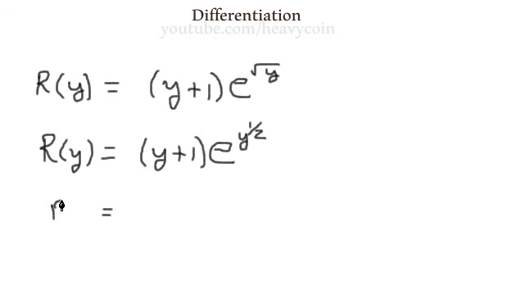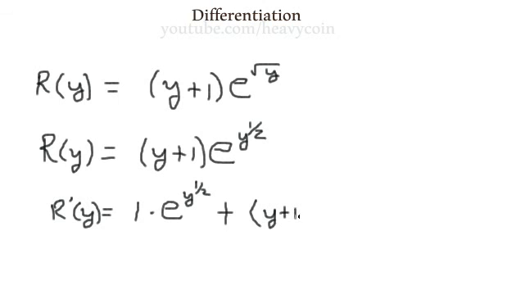So r prime of y. I'm going to take the derivative of this y plus 1 first. So the derivative of y plus 1 is just 1, right? Derivative of y is 1, derivative of 1 is 0, times e to the y raised to the half, plus, and then I'm going to rewrite y plus 1 times, now I'm going to take the derivative of e raised to the y to the half.